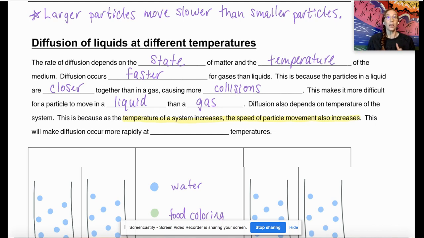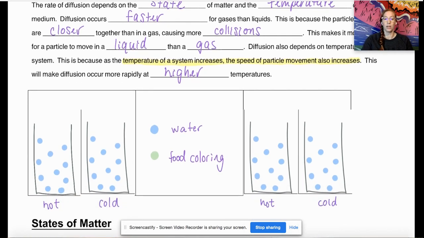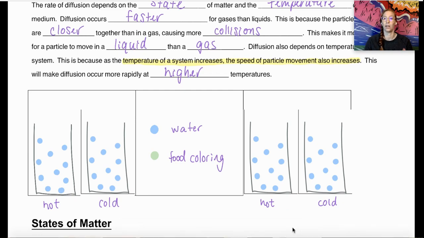Okay, because of these speeds of particles, and the faster things go, the faster it's going to occur. This diffusion is going to happen more rapidly at higher temperatures. Okay, so we're going to take a look at some particle diagrams. And what I have drawn already here in my boxes, we really only need 2 boxes.